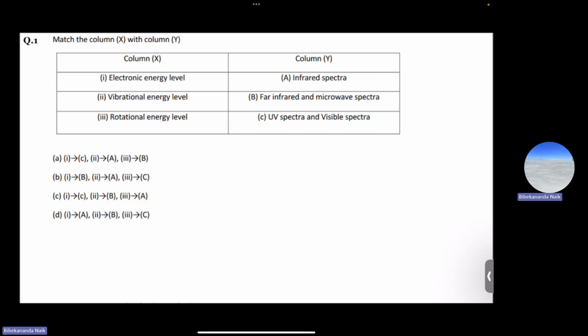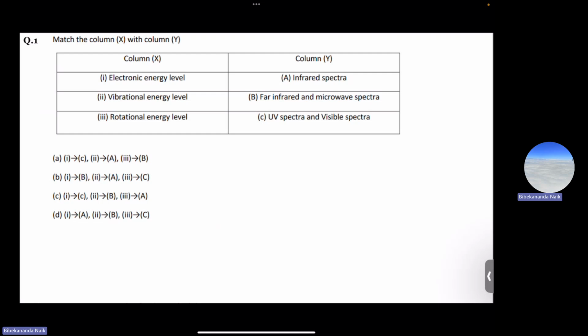12. So question number one says: match column X with column Y, where in column X it is written 1 is electronic energy level, 2 is vibrational energy level, 3 is rotational energy level, and column Y says A is infrared spectra, B is far infrared and microwave spectra, and C is UV and visible spectra. And these are the options: A, B, C, and D. So we have to match column X with column Y.